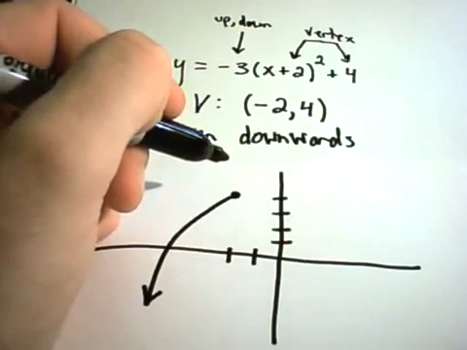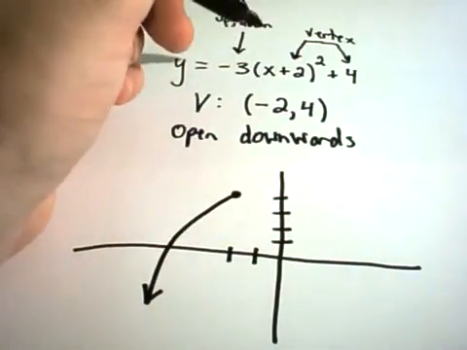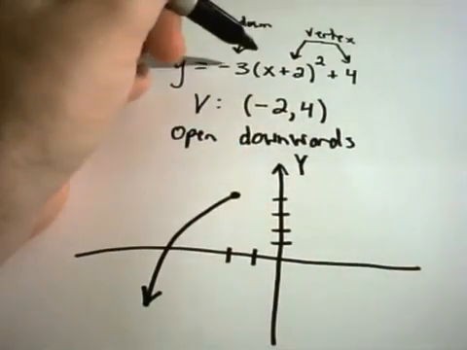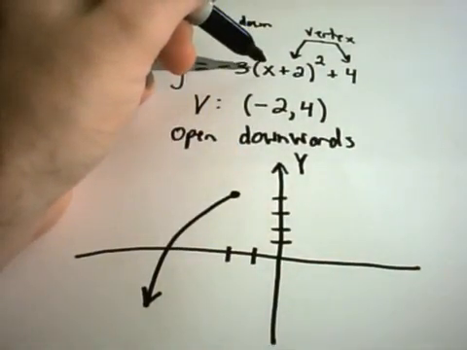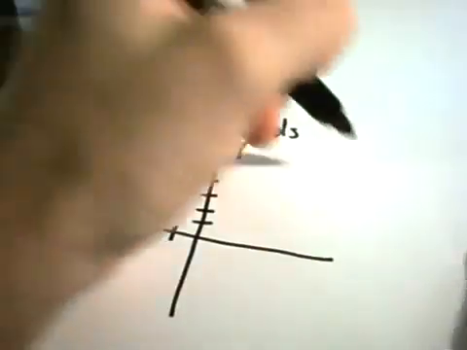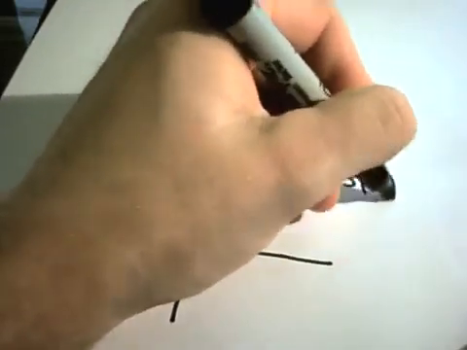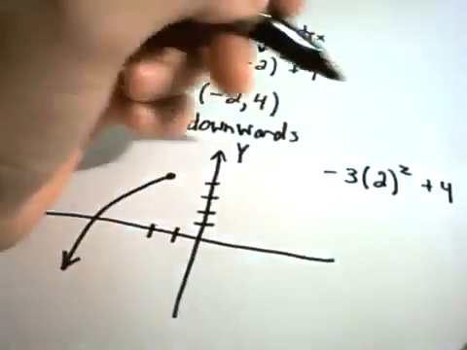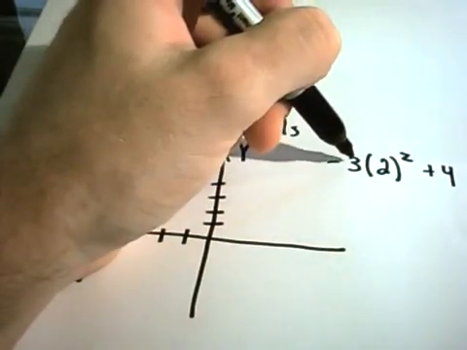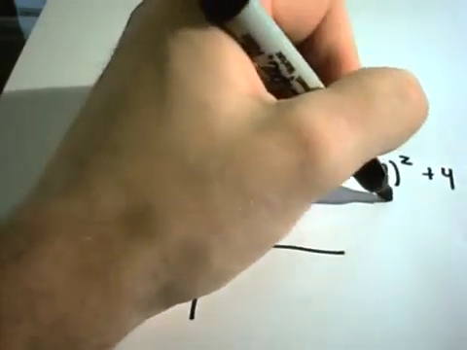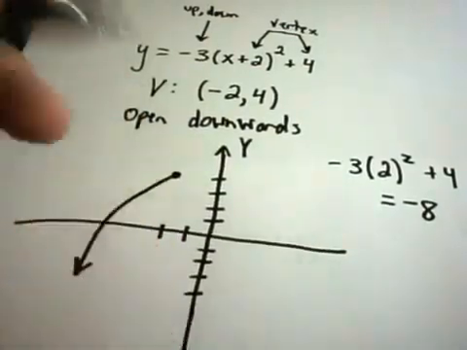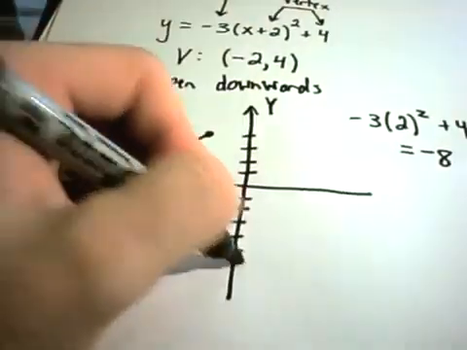You could even figure out a little bit better where it's going to hit the y-axis, and maybe let's do that. It's going to hit the y-axis when the x-coordinate is 0. So if you plug 0 into your quadratic equation, we get negative 3 times 2 squared plus 4. Well, 2 squared is 4, times negative 3 is negative 12. Negative 12 plus 4 is negative 8. So this thing should actually be crossing way far down here at negative 8. So my graph is pretty sloppy here.